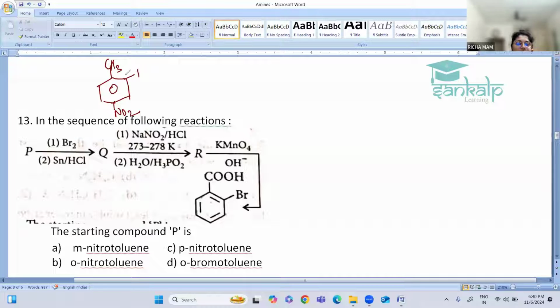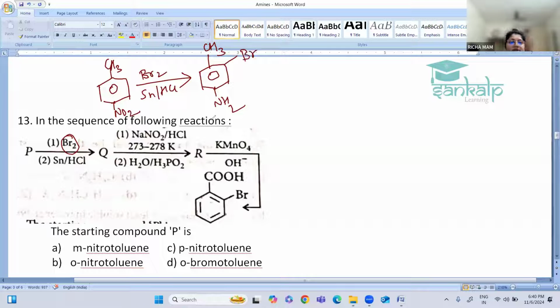If we treat para nitro toluene with tin HCl, we are going to get NH2, because it is getting reduced, and this is CH3. Then Br2, so bromination. With respect to your methyl group, you are going to get an ortho substituted product. So your Q will be this.